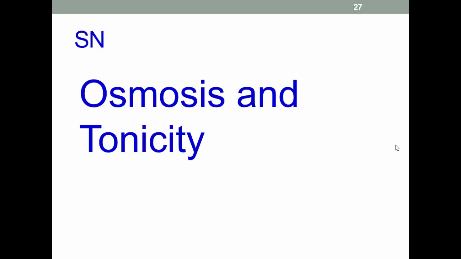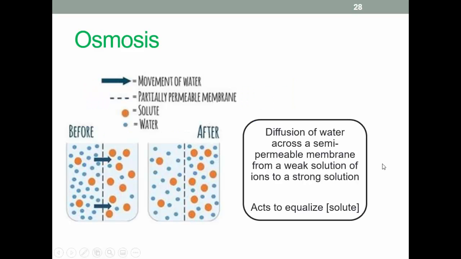Okay, we're back for part 2 and the link between osmosis and tonicity. A little bit of a reminder, this should be familiar. Osmosis is a diffusion of water across a semi-permeable membrane from a weak solution of ions to a strong solution. This acts to equalise the solute concentration, which may be many different ions, of course, or other species, as long as they're dissolved in water.